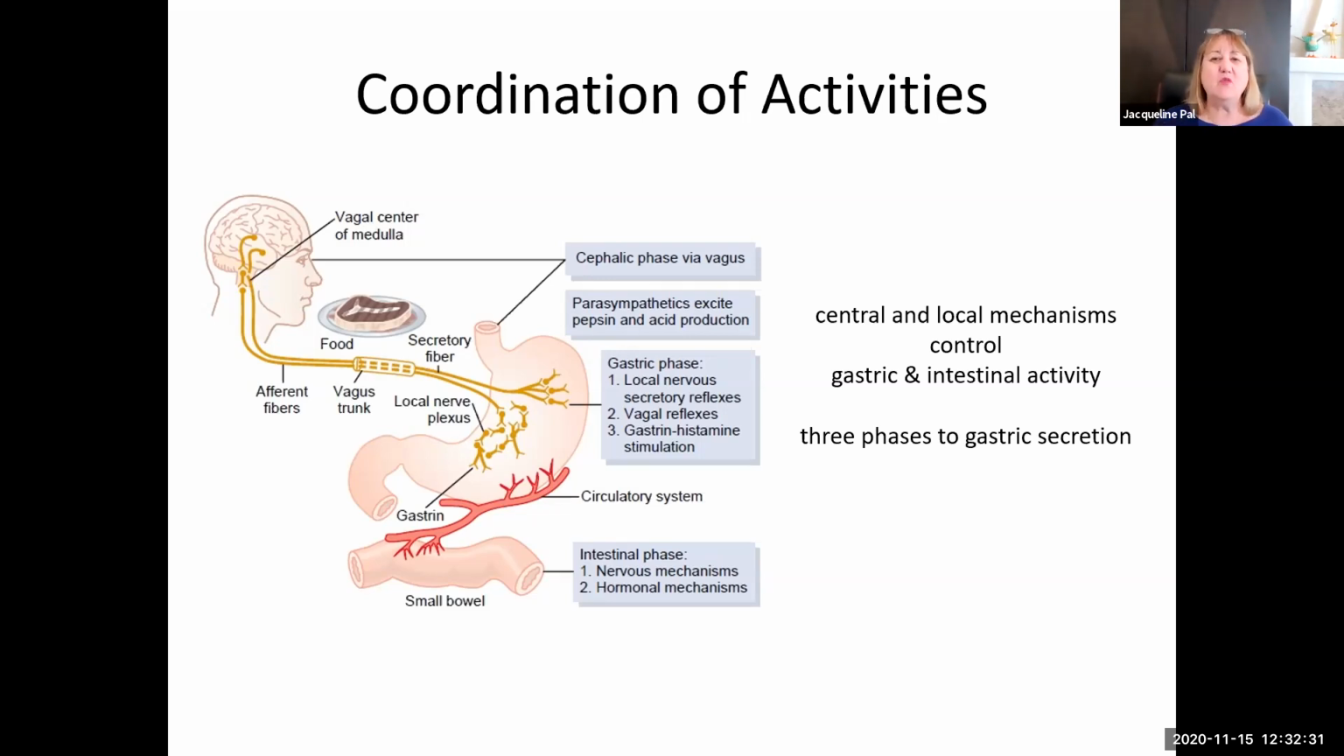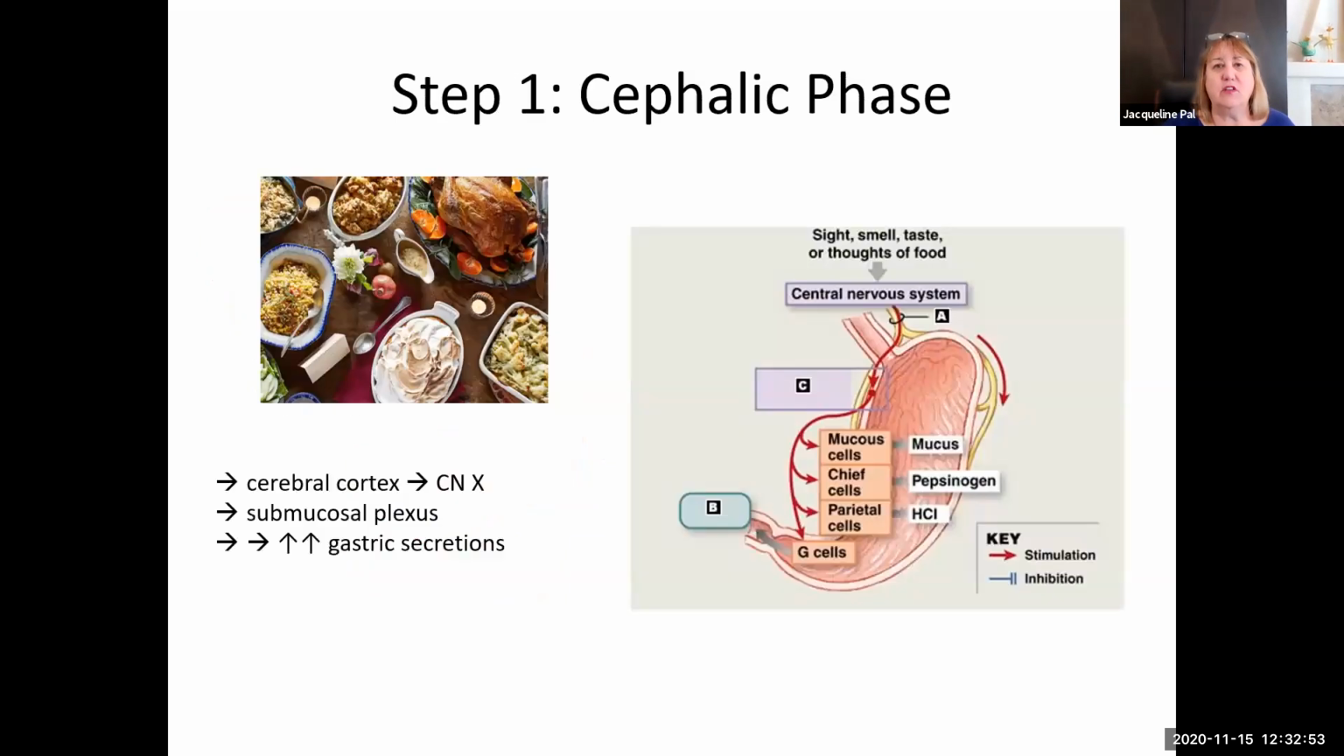And so what we have to realize is that there are local mechanisms that affect the activity in the stomach and small intestine, but there are also central, as in central nervous system, mechanisms that affect it. So in order to understand this better, we divide this into 3 phases that affect gastric secretion.